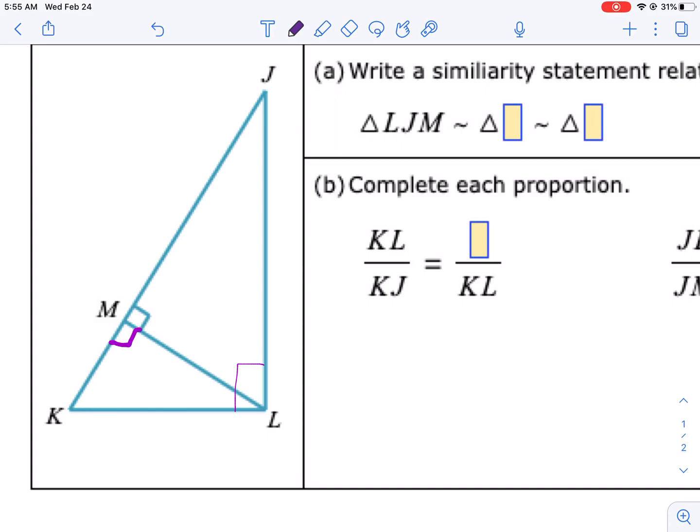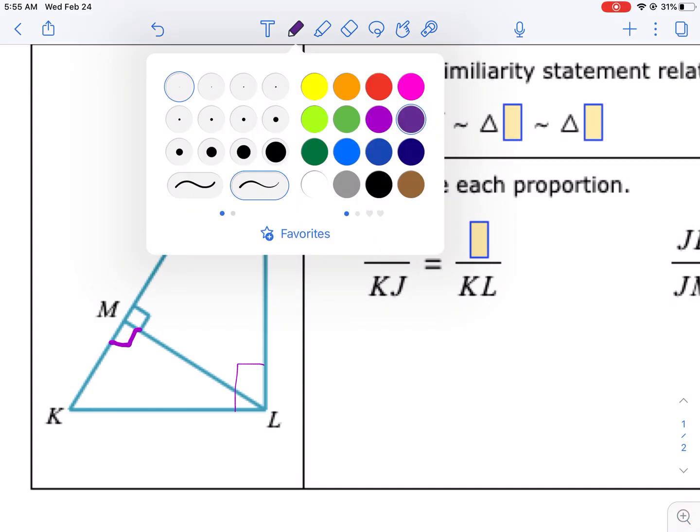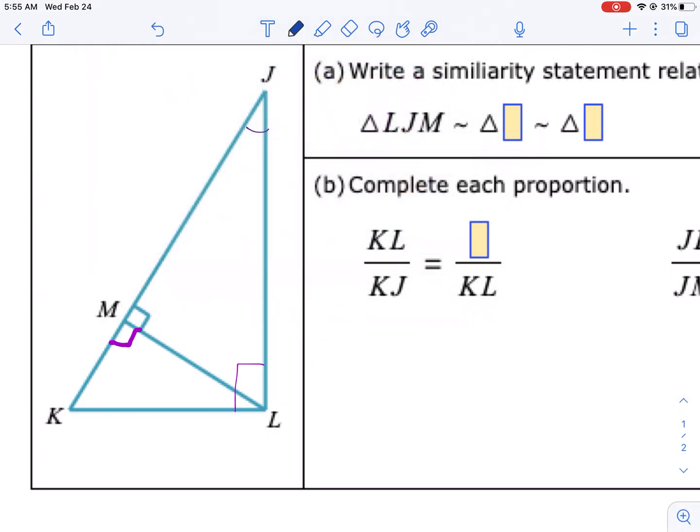So for example, angle J and angle K are complementary. I'm going to put 2 arcs in angle K so you can see the difference there. Well, if I look at triangle JML, angle M is my right angle, so angle JLM is complementary to angle J. So I'm going to put 2 arcs on that one.